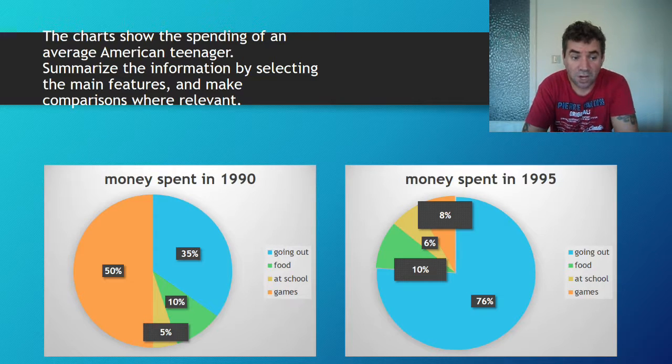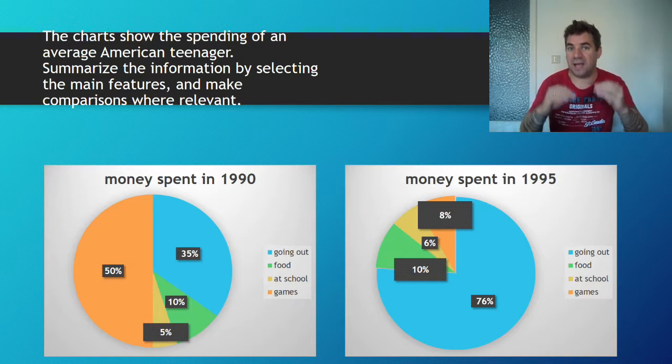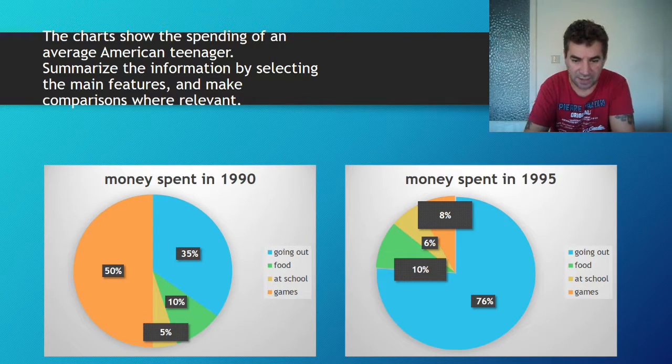It says, the charts show the spending of an average American teenager. Summarize the information by selecting the main features and make relevant comparisons where possible. Alright, so there's the 3 things we've got to do. So first thing you should do is spend 1 or 2 minutes looking at the diagrams, the graph, the bar chart, whatever. Alright, so you can see here money spent in 1990, money spent in 1995.